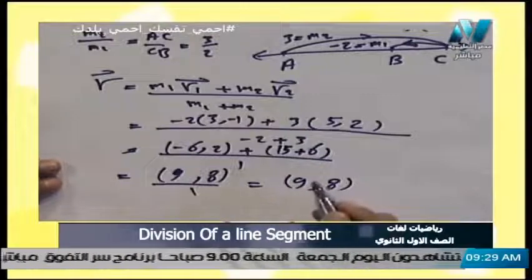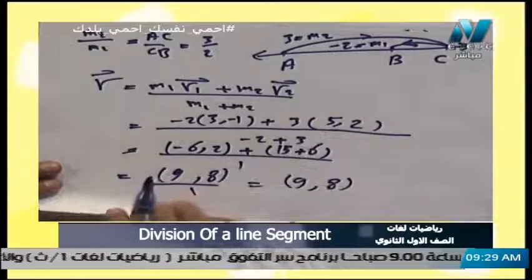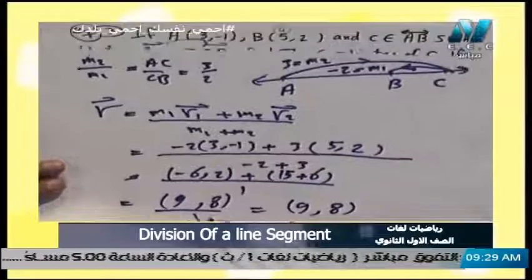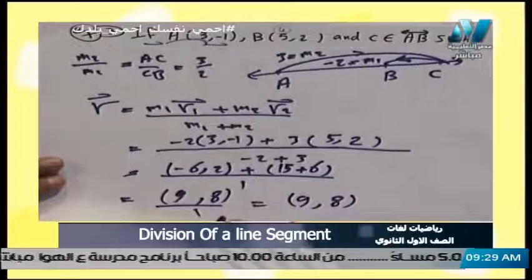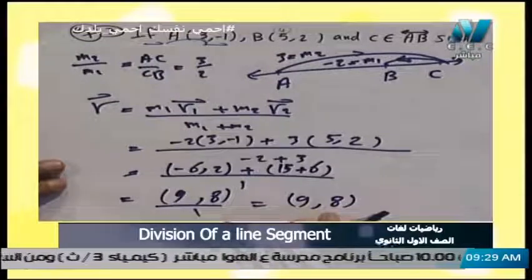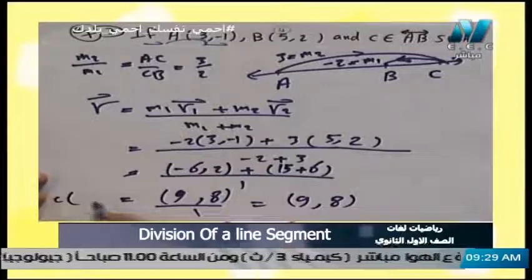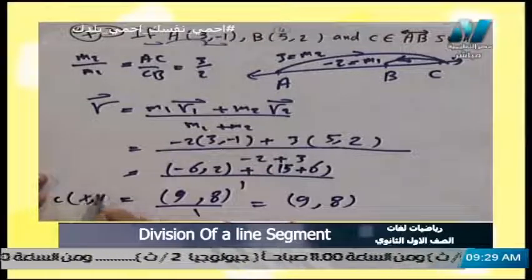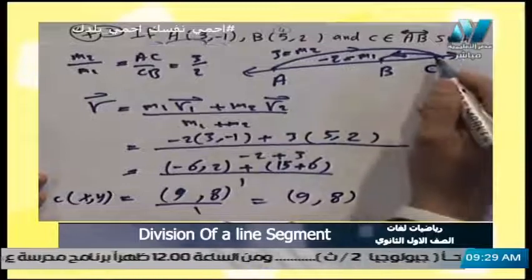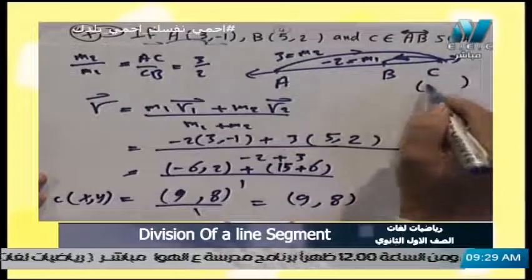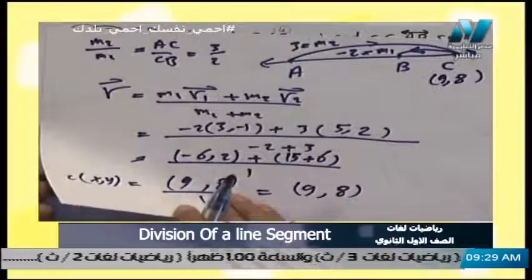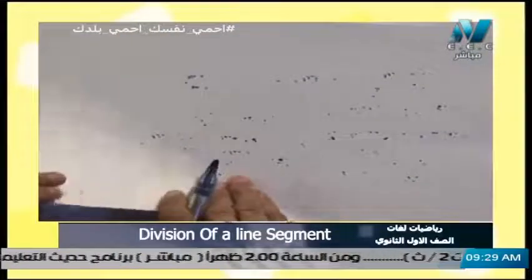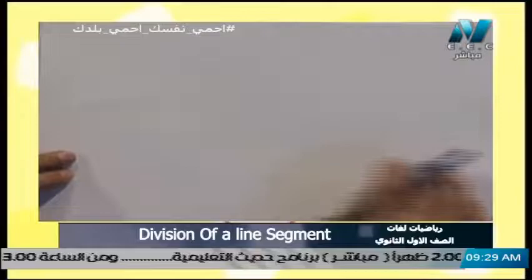So when a point C divides the line segment AB externally, the answer will be 9 and 8, or the point C, which is x and y, will be 9 and 8. So C here will be 9 and 8 as coordinates. Okay, let's move to another question.